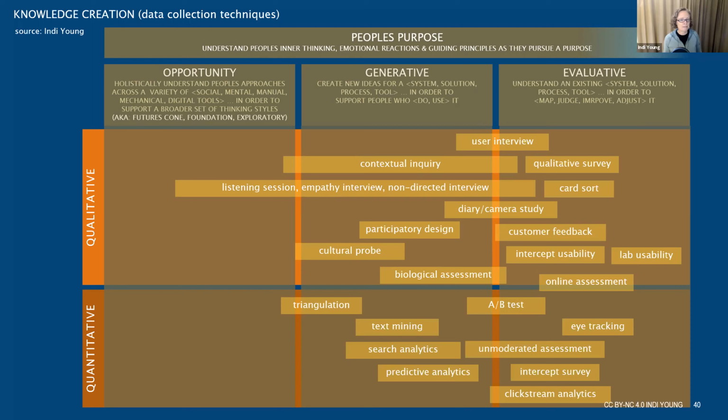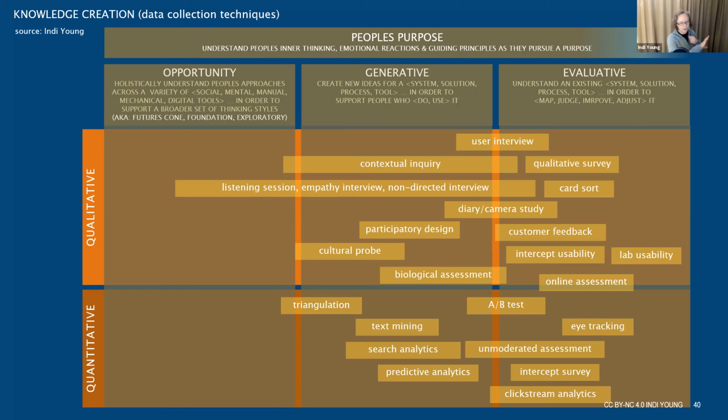And then opportunity research is a more holistic approach where we are trying to understand all those different tools that people use, including the social and the mental tools and the manual tools, in order to support a broader set of thinking styles. And this is also called a couple of other words in other fields. Like in ethics, they call this the futures cone. It's also been referred to as foundation or exploratory research.